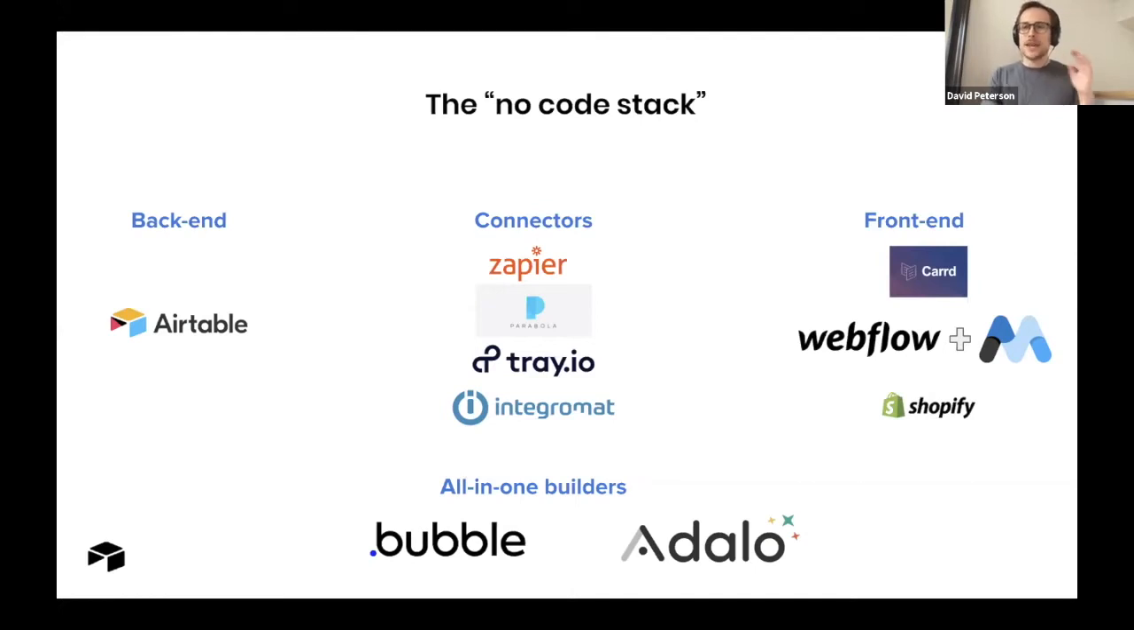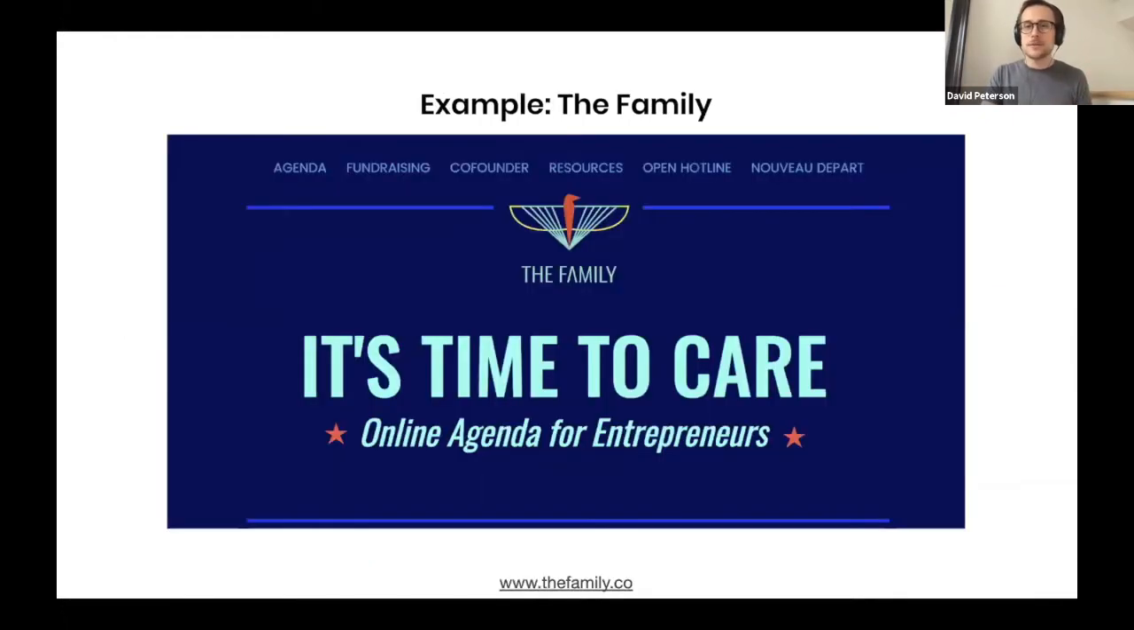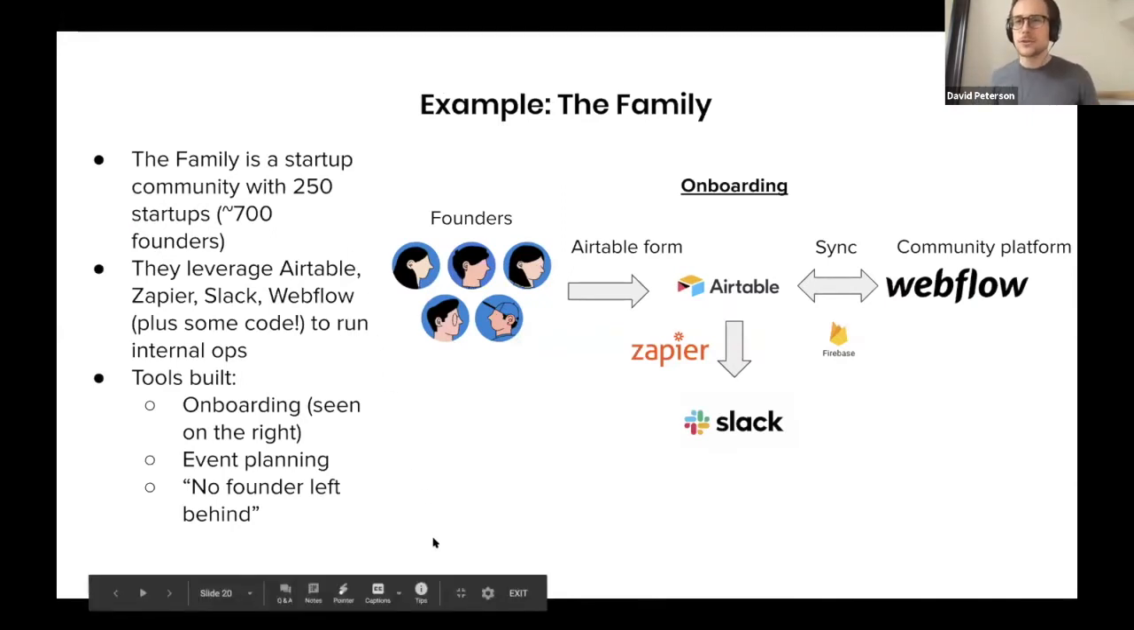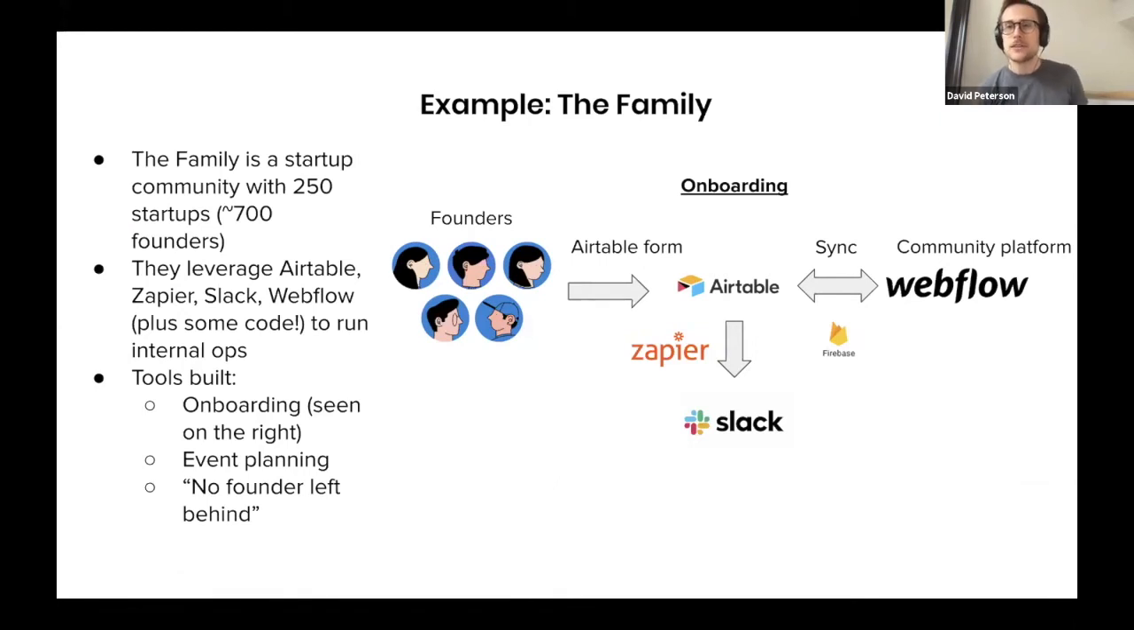I want to give an example, kind of a utopia, a North Star example of what can be built with these tools when you have a clear problem and you push them all together to make something happen. So there's a company called The Family. They're a big incubator based in Paris, so somewhat close to me over here in London. And it's a really interesting story. They're a community of 250, 300 startups now, I think closer to 800 founders.